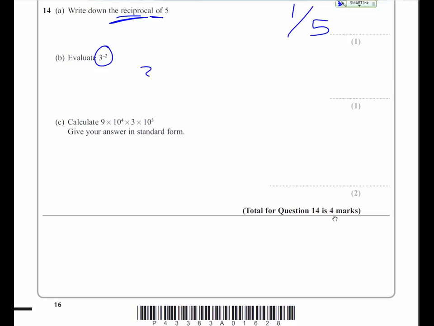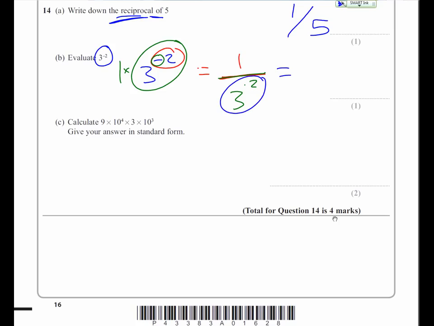Evaluate 3 to the power of minus 2. Now this minus in the power, you might have seen in standard form when you're actually dividing by 10 instead of timesing by 10. It's very similar here. That means we're actually dividing by this whole thing, but without the negative. So what are we dividing? Well, it's just 1, so just 1 divided by it. 3 squared, 3 times 3 is 9. So the answer is 1 over 9.